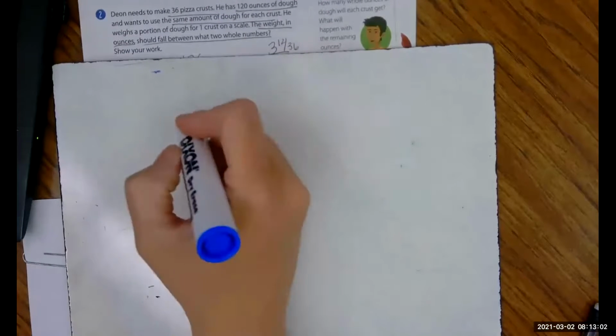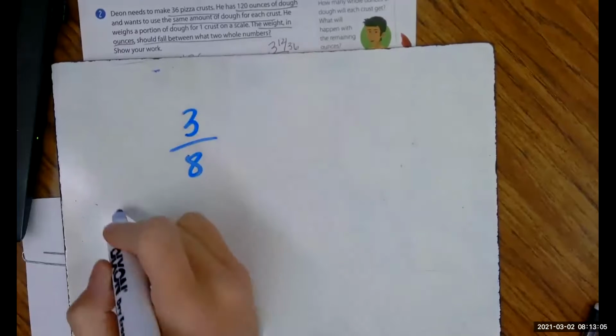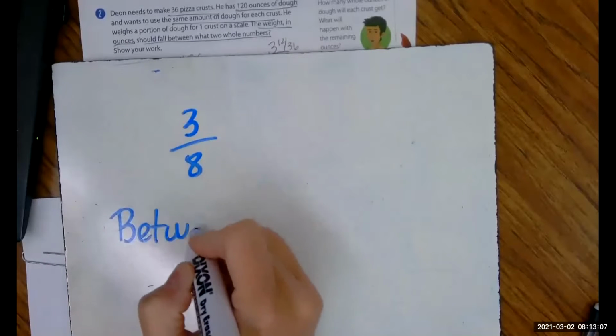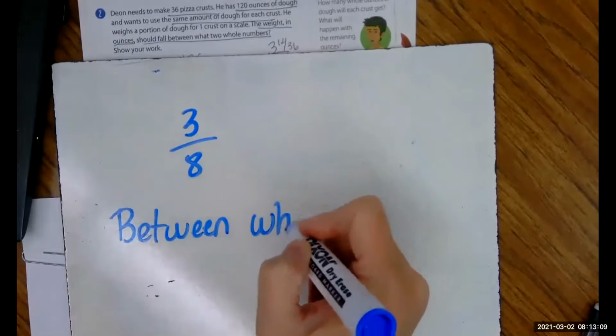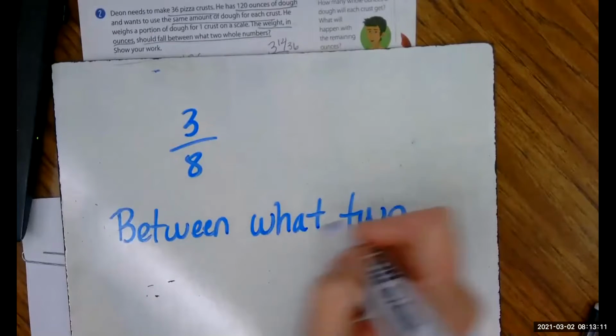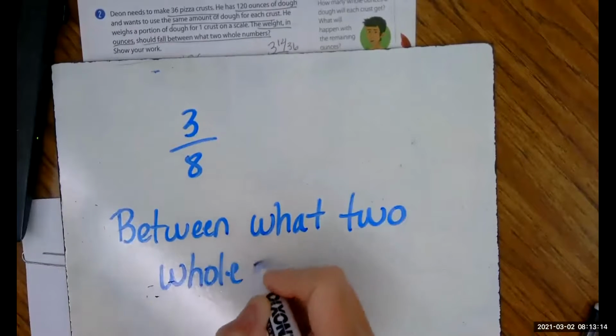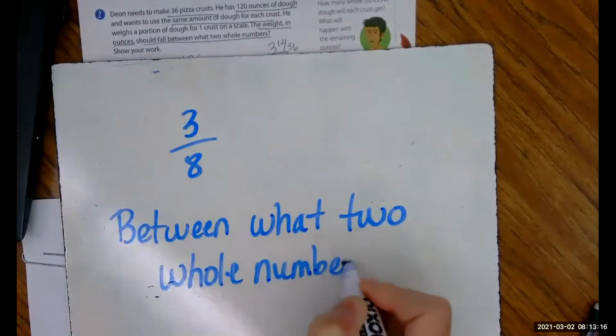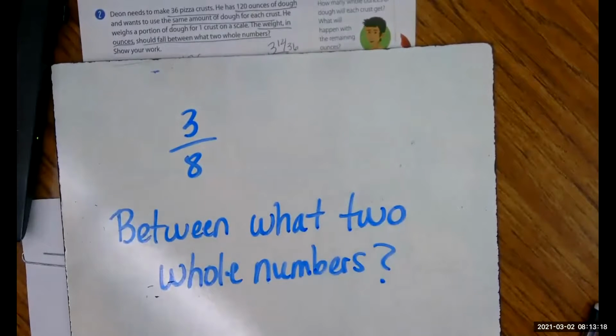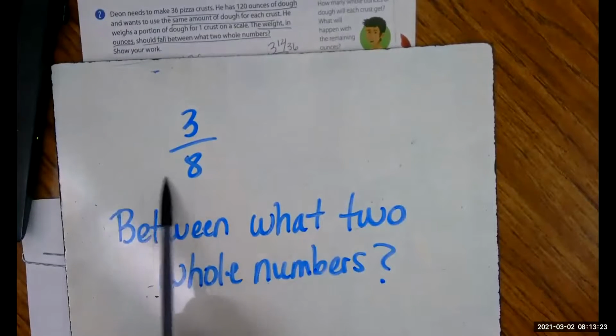I do have a question. What happens if you have a fraction like this? What happens if you have a fraction that does not have a whole number? It's not a mixed number, it's just a fraction. Between what two whole numbers is that fraction?